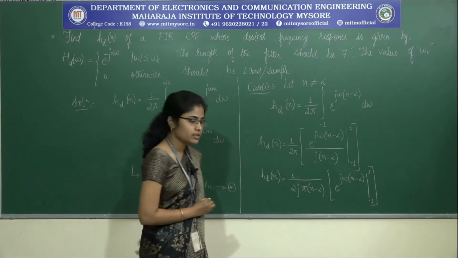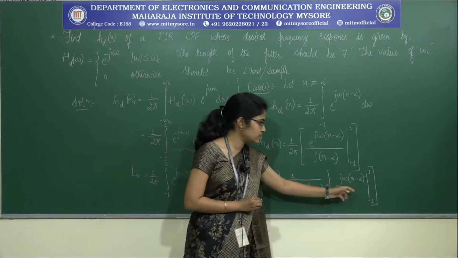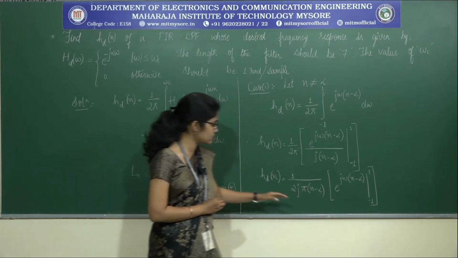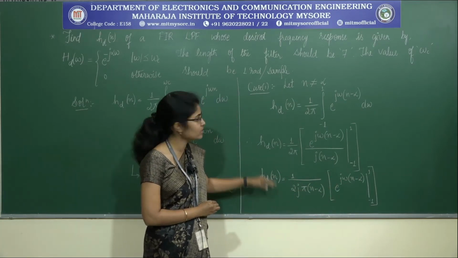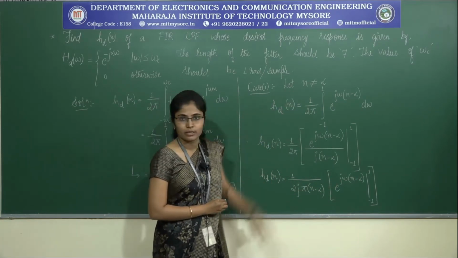So, what should I do in the next step? Let me substitute the limits in this exponential term and let us check what is the value of hd of n when n is not equal to alpha.